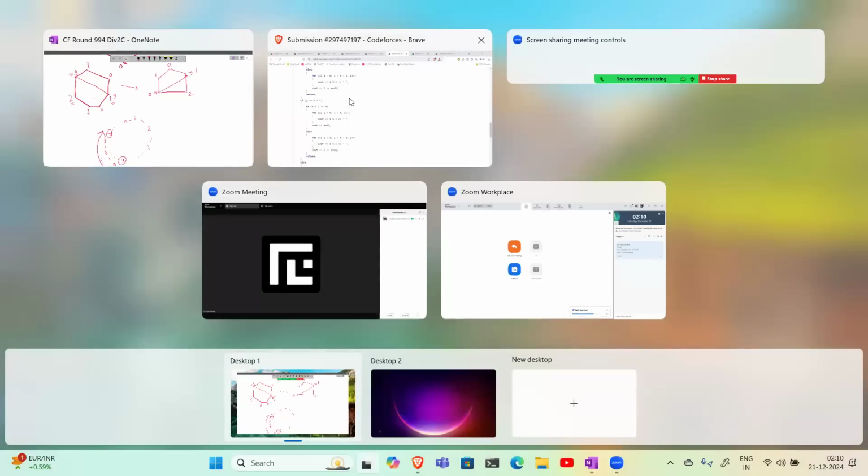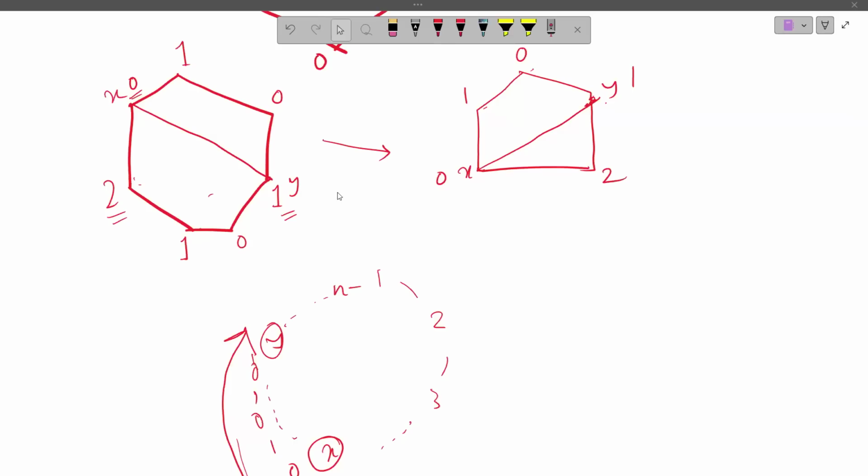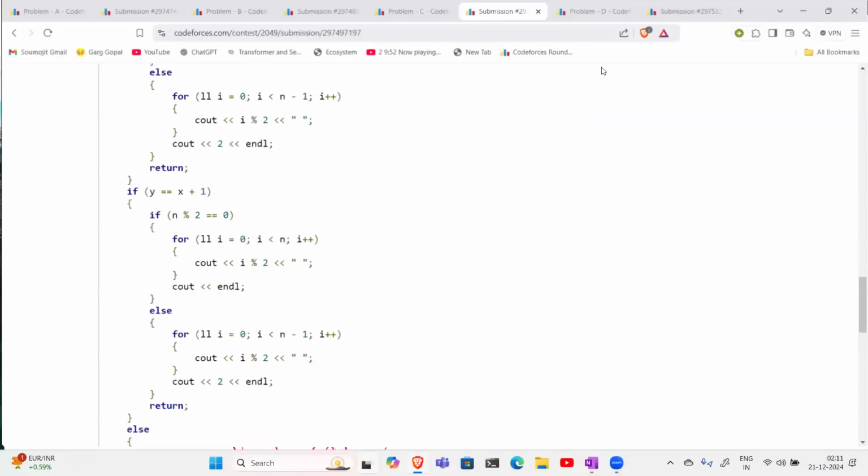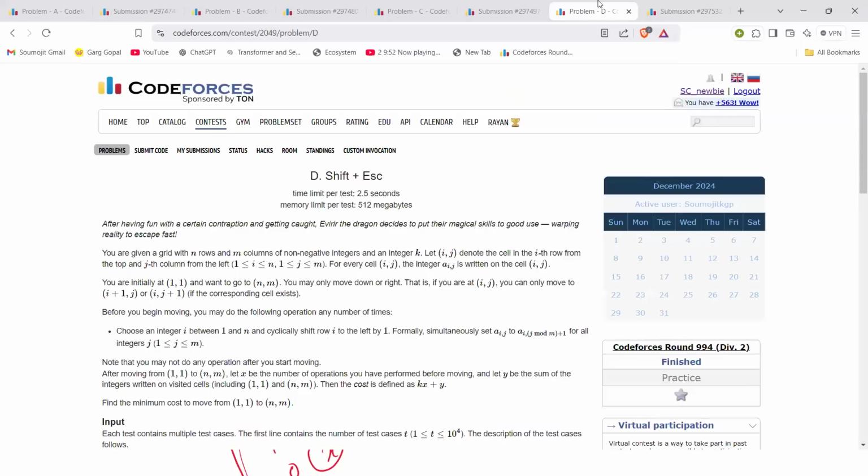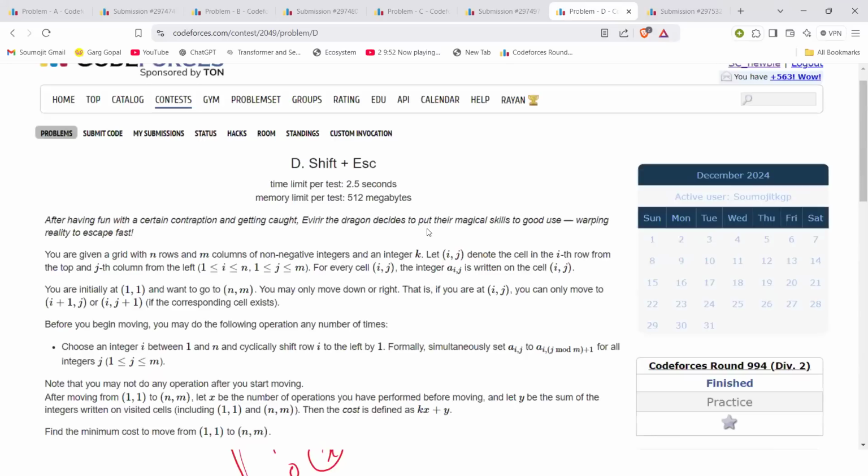And then if you can add an edge xy, just a second. Yep. So if you add an edge xy, then that same idea extends really well. Okay. So I think we are clear with problem C. So we can start discussing problem D now. So let me read the problem D problem statement first.